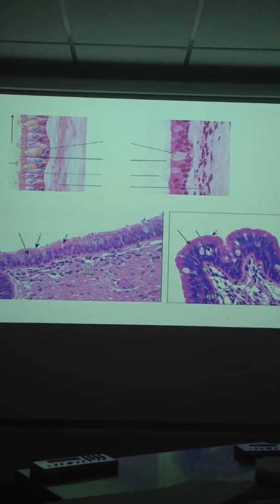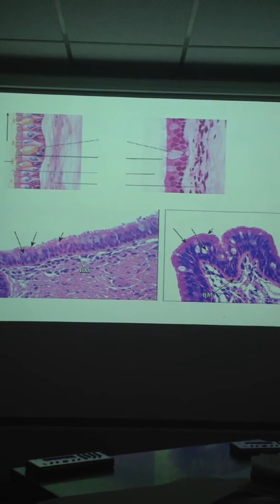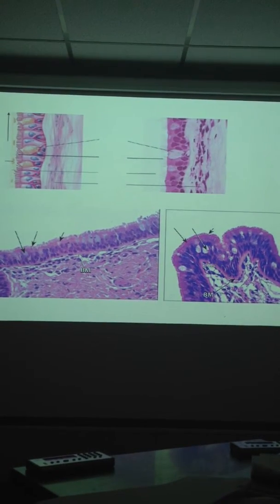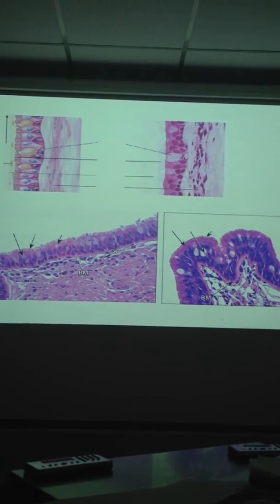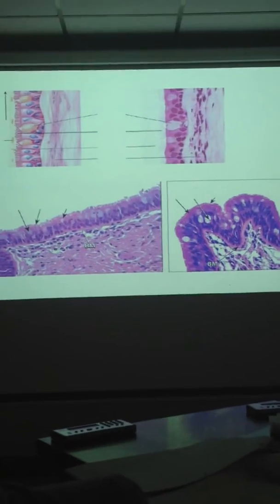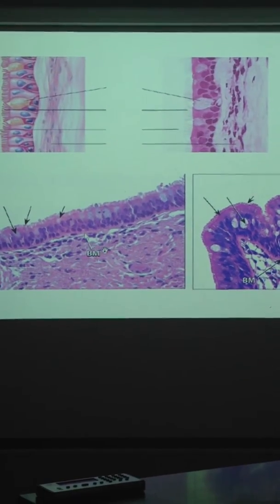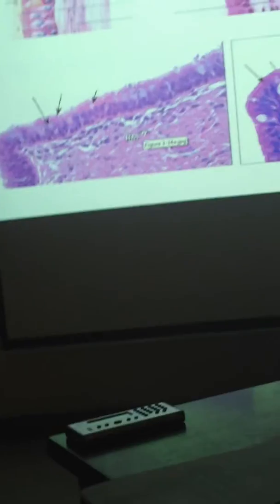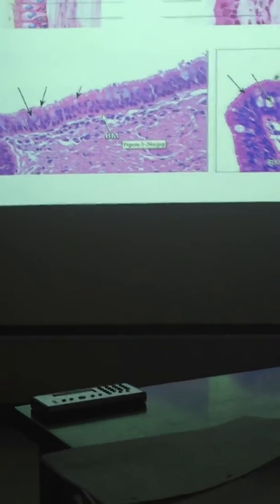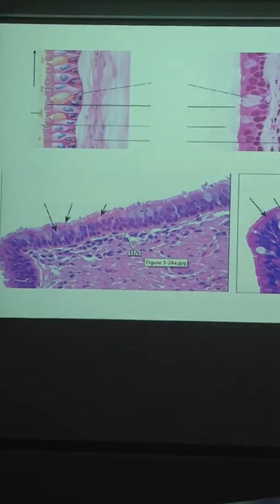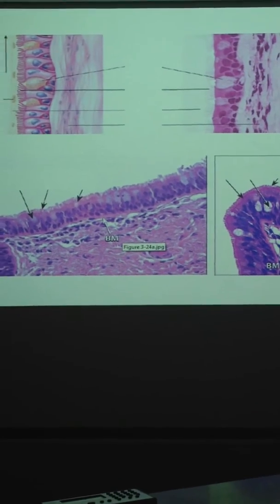This kind of pink band at the bottom of the epithelium here. Basement membrane, yes. Same thing over here. So what type of tissue is this right underneath the basement membrane? Areolar. Name? Lamina propria. It's a mucous membrane, right? Most likely from the respiratory tract.